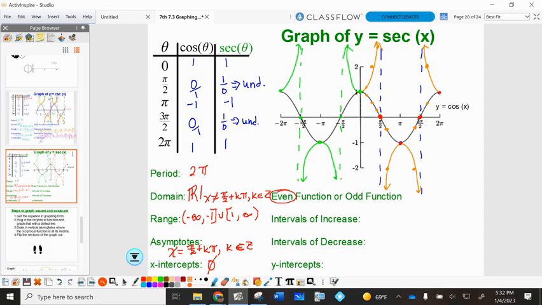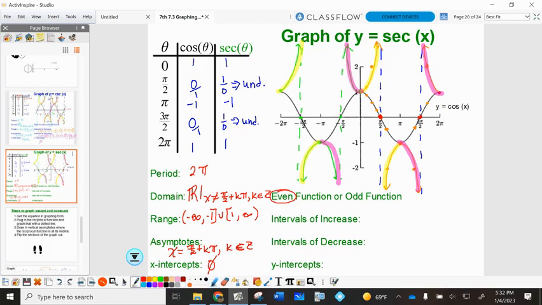Intervals of increase and decrease, I like to highlight them. So I have an interval of increase, increase, increase, increase. Let's look at our intervals of decrease. So decrease, oops, wrong color. Decrease, decrease, decrease, decrease. So we move left to right. The color coding really helps me keep them straight.